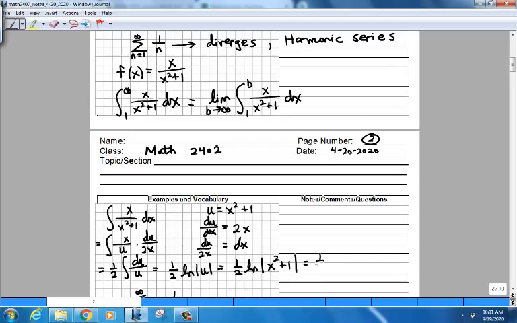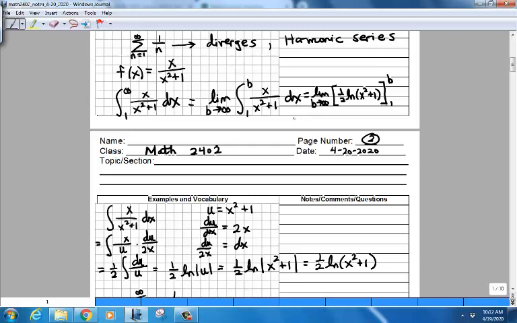So we can drop the absolute values. So I only have to write 1/2 times the natural log of x squared plus 1. There's the antiderivative that I can use to evaluate my definite integral, right? So let's fill that in. So we have the limit as b goes to infinity of 1/2 times the natural log of x squared plus 1, evaluated from 1 to b, right?